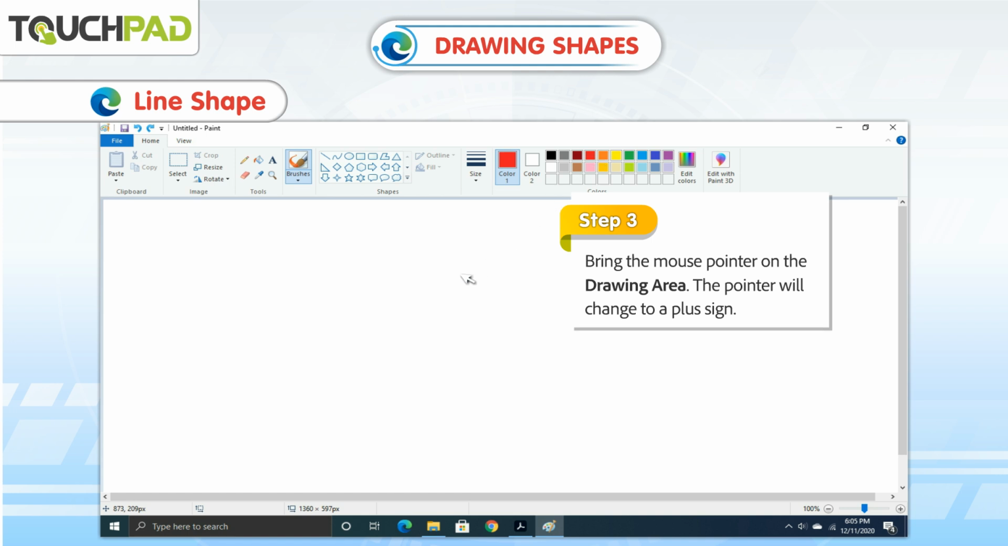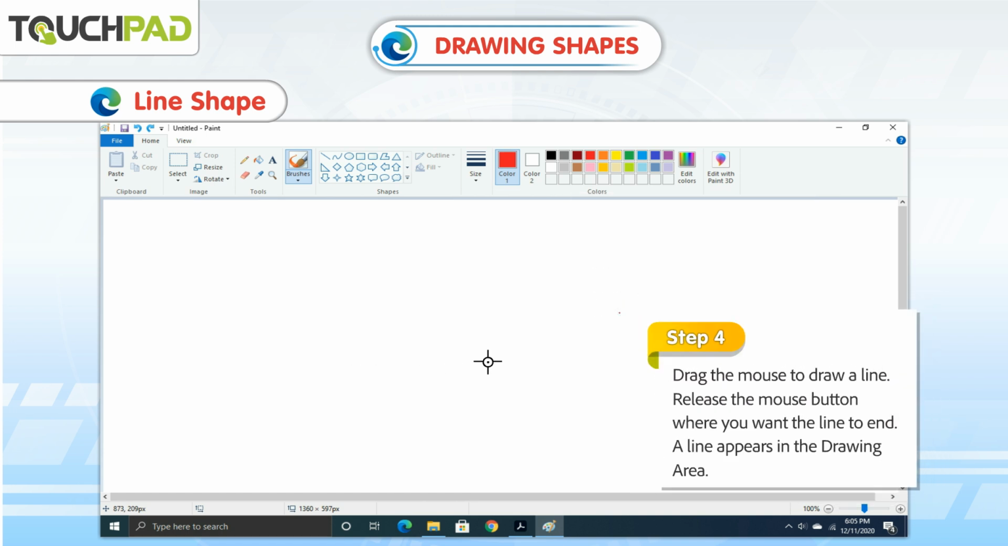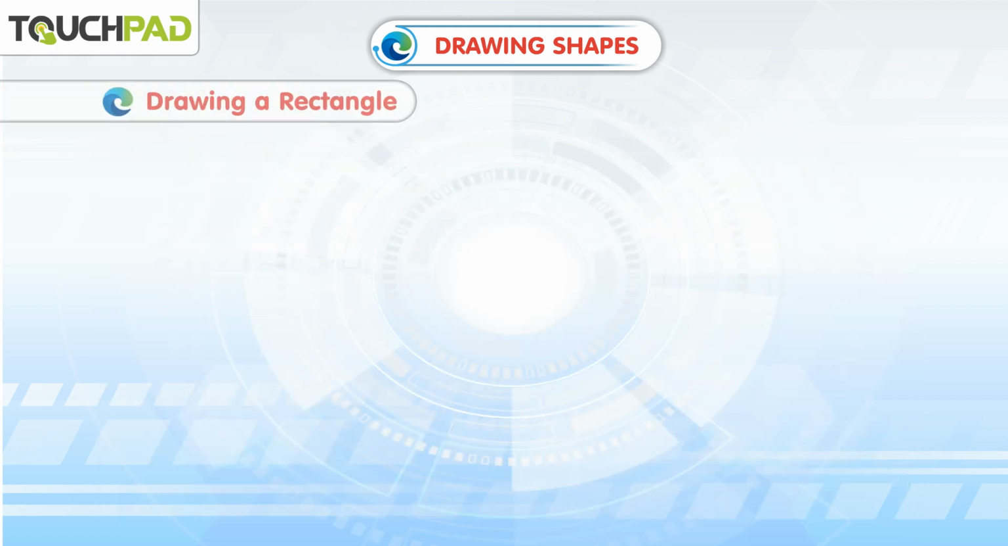Step 3. Bring the mouse pointer on the drawing area. The pointer will change to a plus sign. Step 4. Drag the mouse to draw a line. Release the mouse button where you want the line to end. A line appears in the drawing area.